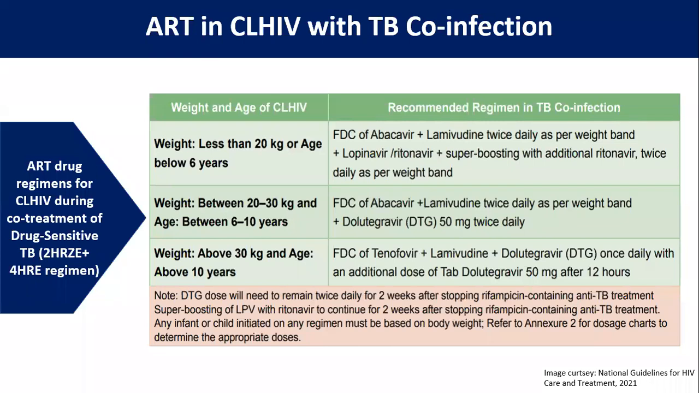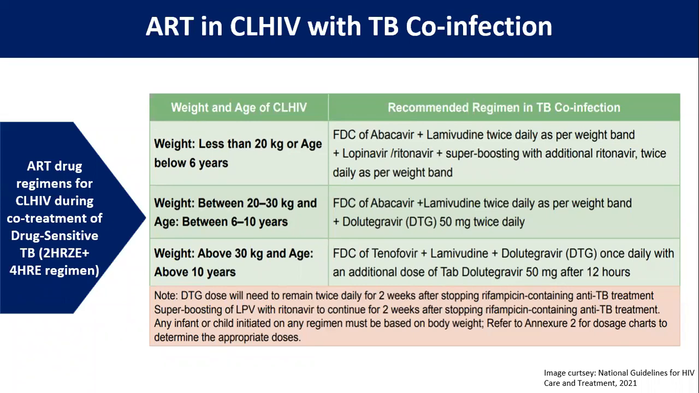And when the patient is put on a rifampicin-based regimen, then we are going to superpose the lopinavir-ritonavir. That is, in a boosting case, it is 1:4, but in case of super boosting, it is 1:1. That is, lopinavir and ritonavir should be equal in super boosting.